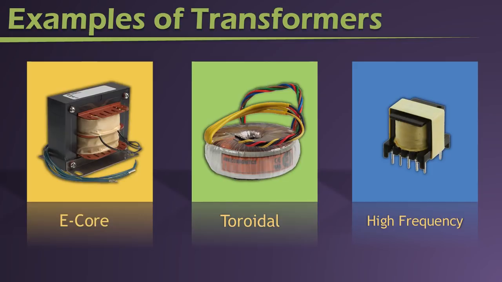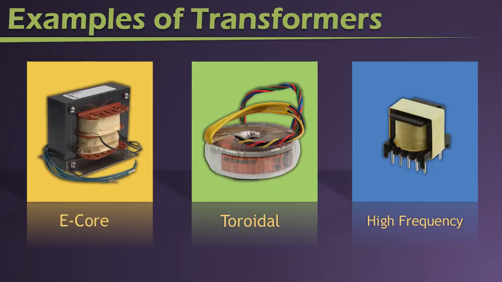A toroidal transformer works in the same way an E-core transformer does, but it does it debatably a little better. The reason is that it produces less stray magnetic fields, which is good for more sensitive equipment like audio or maybe medical equipment. In addition, it's a little more efficient, it can be a little smaller, and it's a little better regulated than the E-core transformer, but this is all at the literal expense of price. Toroidal transformers require more complex machinery to manufacture, and that's why they tend to be more expensive. But if you need them, they are available.